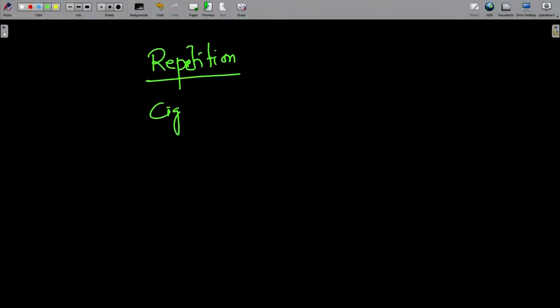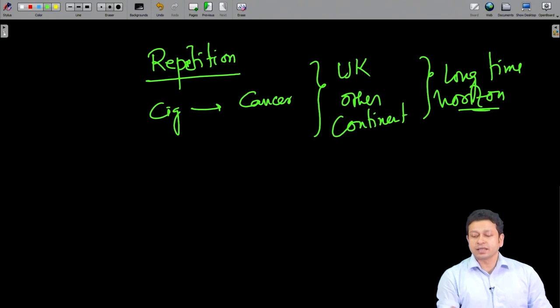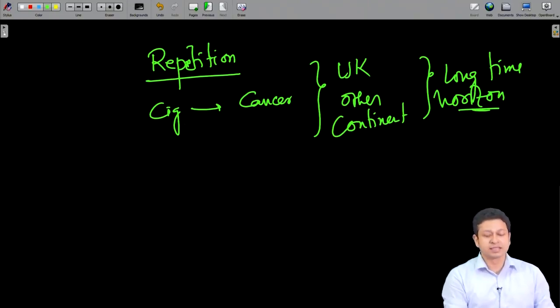All right. Now, does this repetition of a certain thing actually help you prove causality? Perhaps not. And here I'll give you an example. The previous example was cigarette smoking and cancer, for the UK and other continents, over a long time horizon. Okay. And all I am saying here is that if that is the case, then it is only going to confirm my belief that cigarette smoking is causing cancer. It is still not proving it, and why it is not proving it, I will come to that.